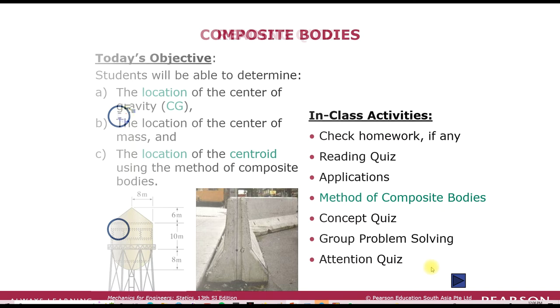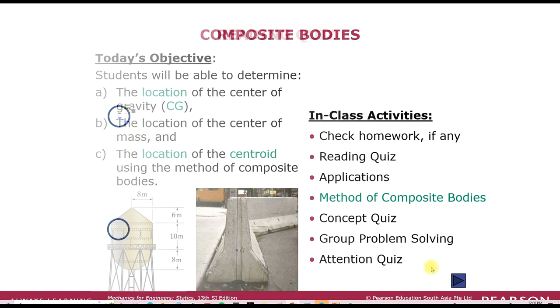This can be done here by considering each part as a particle. We determine that each part here, part A, hole B, square C, is a particle, in quotation marks. Then we follow the procedure that we described in the previous slide, and with this method we can find the location of the centroid or center of gravity for the complex structure.